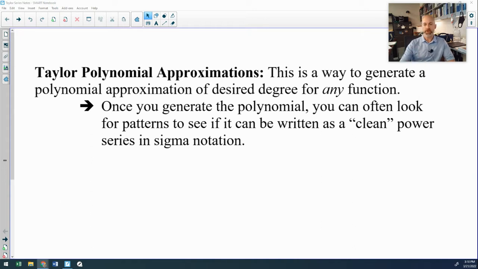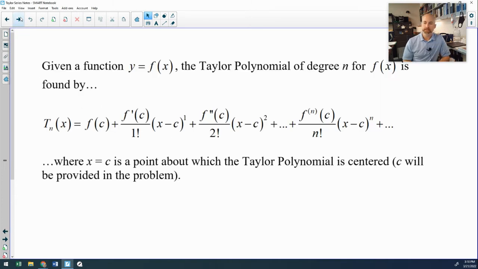Sometimes when you generate your Taylor polynomial or your Taylor series, you can actually look for patterns so that they can be written in sigma notation, and we will look at how that works as well. First, there are some formulas to go with this.